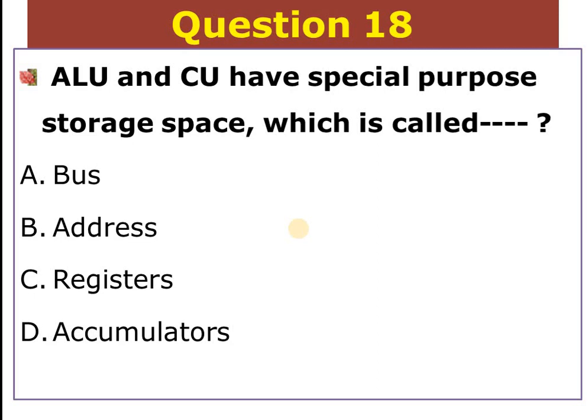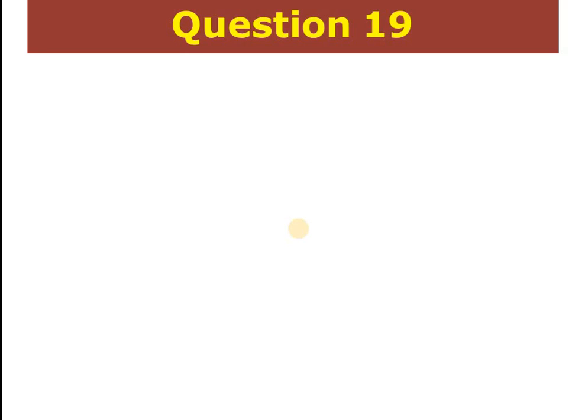Question number 18. ALU and CU have special purpose storage space which is called blank. A. Bus. B. Address. C. Registers. D. Accumulators. The answer is choice C. Registers are special purpose storage spaces which are found in the ALU and CU. ALU means arithmetic logic unit and CU means control unit.